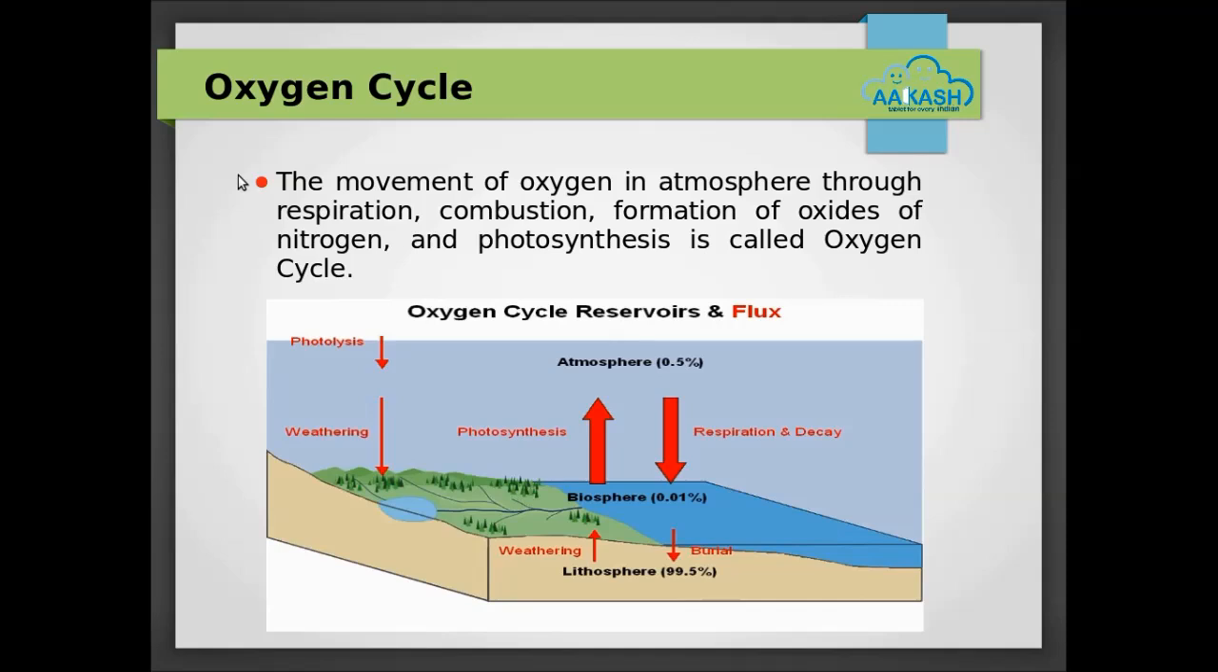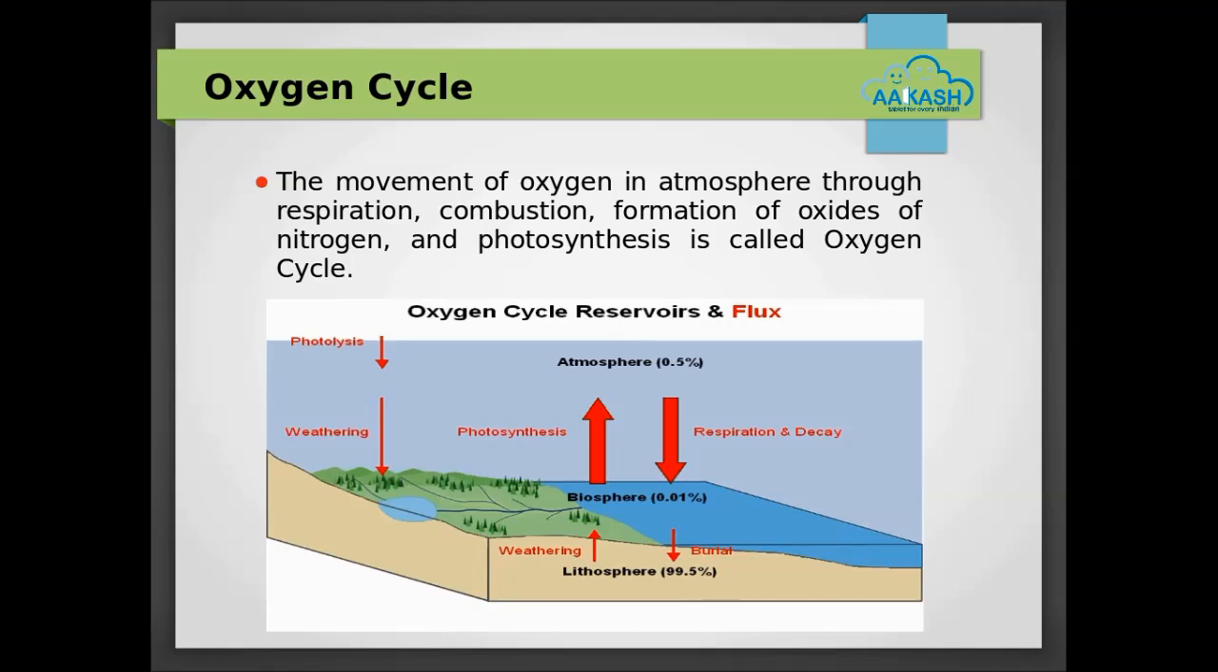Oxygen cycle. Oxygen gas is the lifeline of our earth and is an important gas of the atmosphere. It is the second largest gas which is present in 21% of the atmosphere. The circulation of oxygen between earth and atmosphere is called oxygen cycle. In this cycle, oxygen moves through three main regions of the earth: the atmosphere, the biosphere, and the lithosphere.